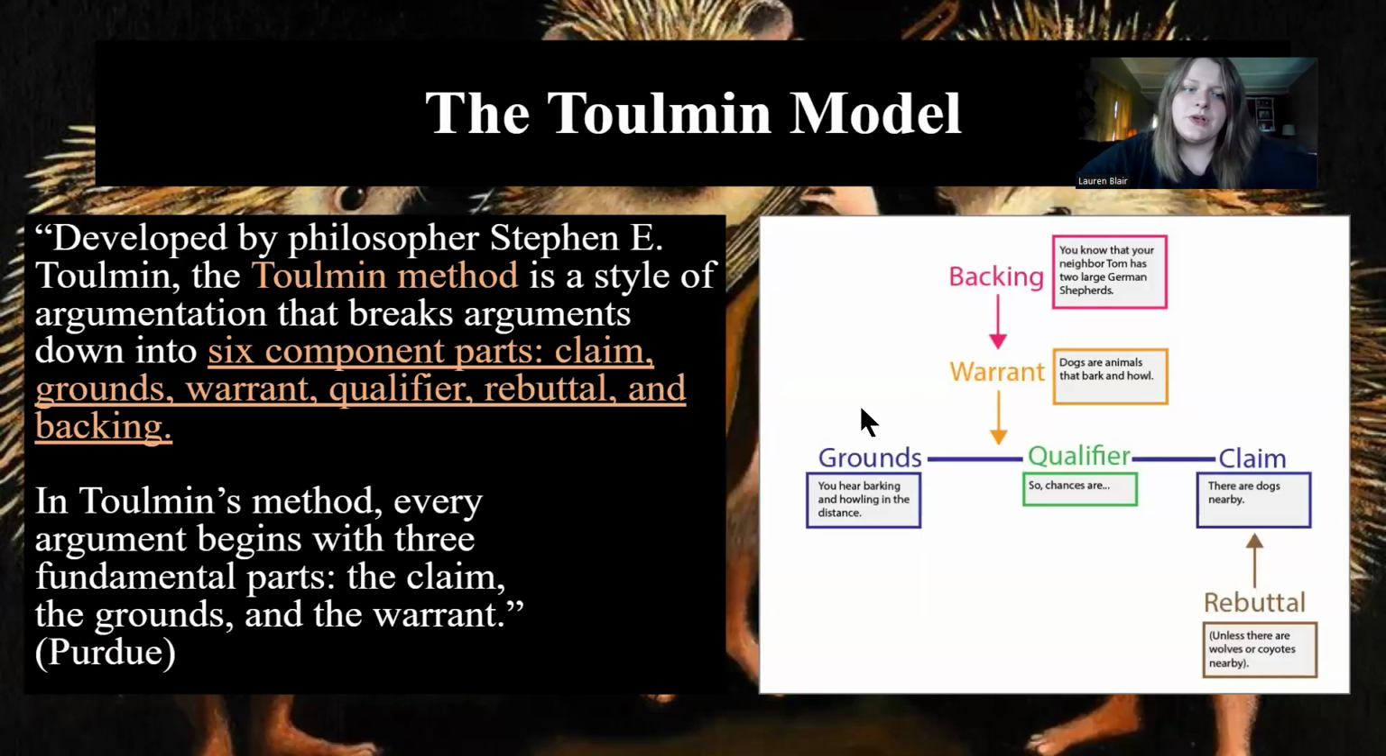The Toulmin model was developed by philosopher Stephen E. Toulmin. The Toulmin method is a style of argumentation that breaks down an argument into 6 components. So you have the claim, the grounds, the warrant, the qualifier, the rebuttal, and the backing. In Toulmin's method, every argument begins with 3 fundamental parts. You have the claim, the grounds, and the warrant.